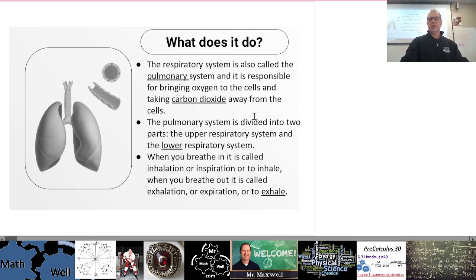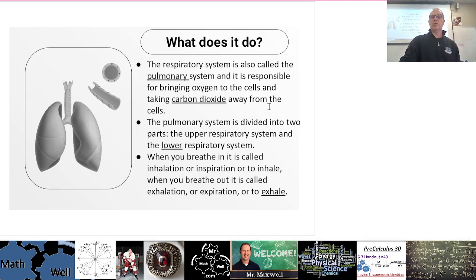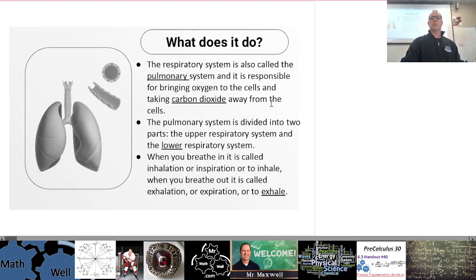the cells. So we talked a little bit about this in the function of the blood, to exchange oxygen and carbon dioxide. The respiratory system takes in oxygen from the environment and expels when you breathe out, so a large part of that is carbon dioxide. The pulmonary system is divided into two parts, the upper respiratory system and the lower respiratory system.